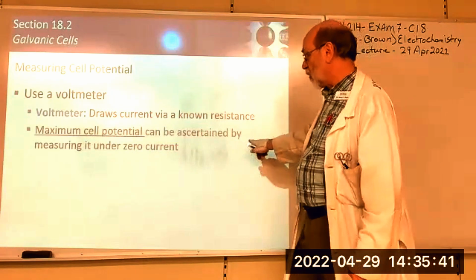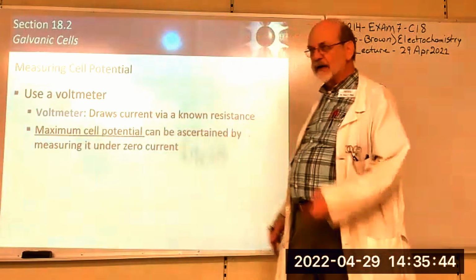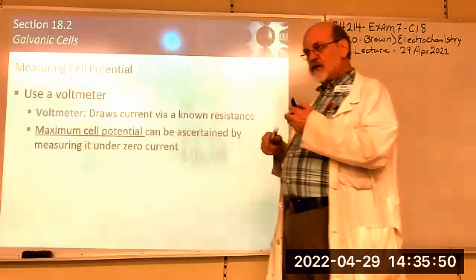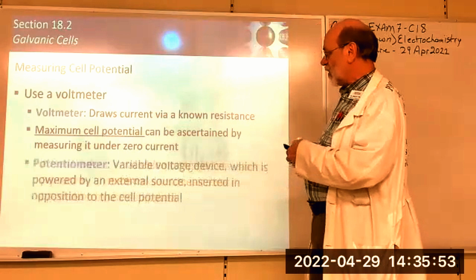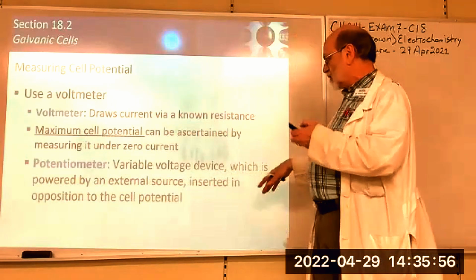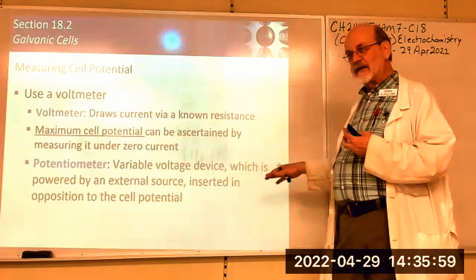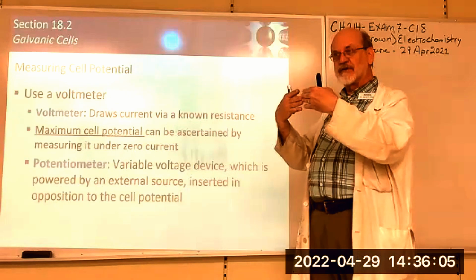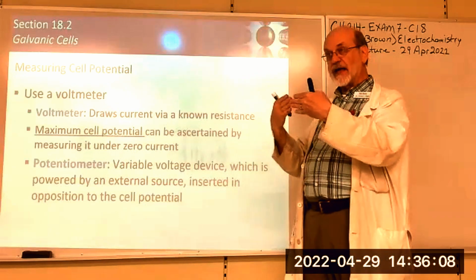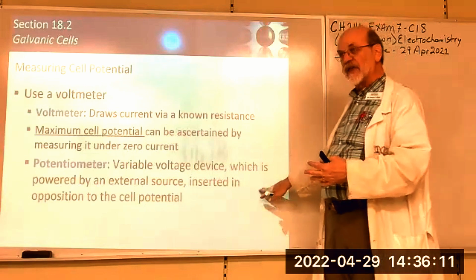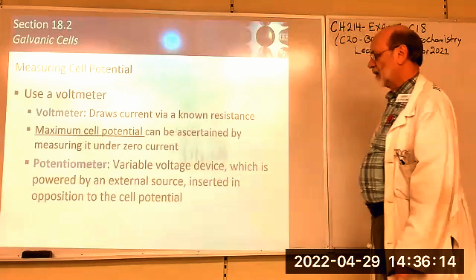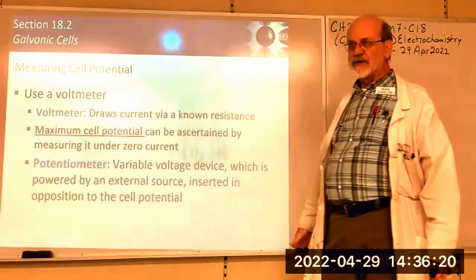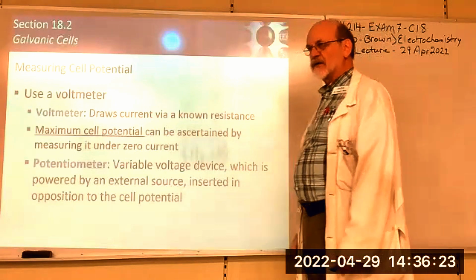So the maximum cell potential requires that you have no current. Electrons are not moving. But you can still measure the push by opposing it. You set it up in a device called a potentiometer. You have a variable voltage that is calibrated, and you oppose the voltage of the reaction until the current stops. And then you measure how much voltage you put against it. That gives you the maximum voltage for that cell. But they're much more expensive. So most of the time, multimeters will just have voltmeters. And in most cases, that's all you need.